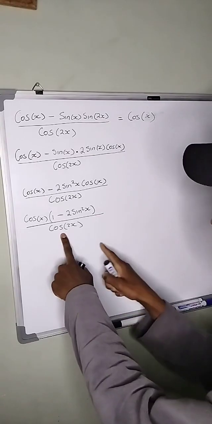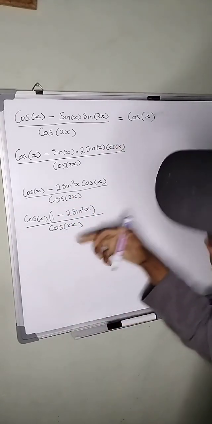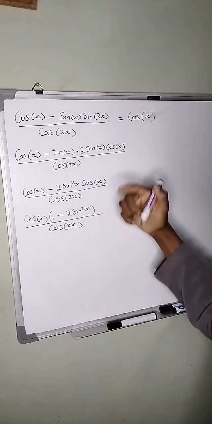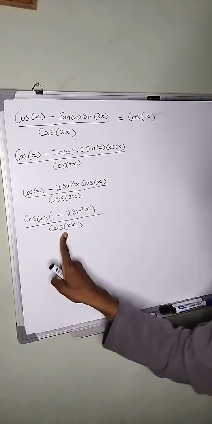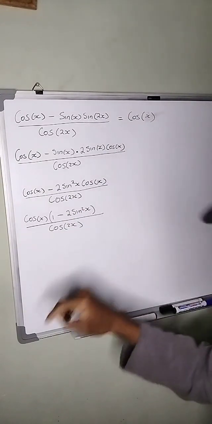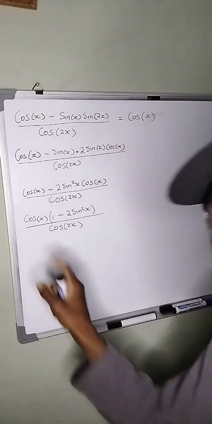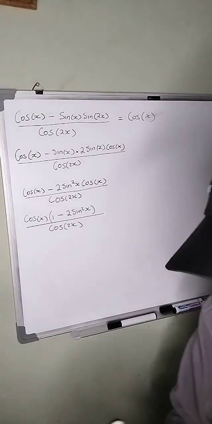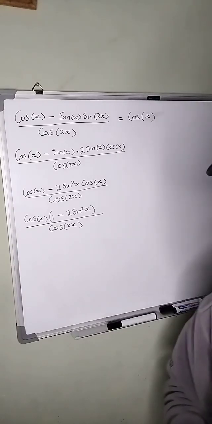On the numerator, you can see what's going on. So now, which identity am I going to use here in the denominator? Which identity do I have to substitute this 2x with in order for me to get my answer?